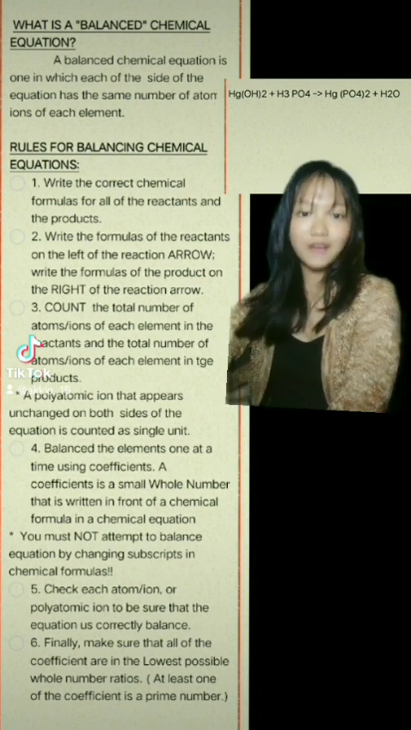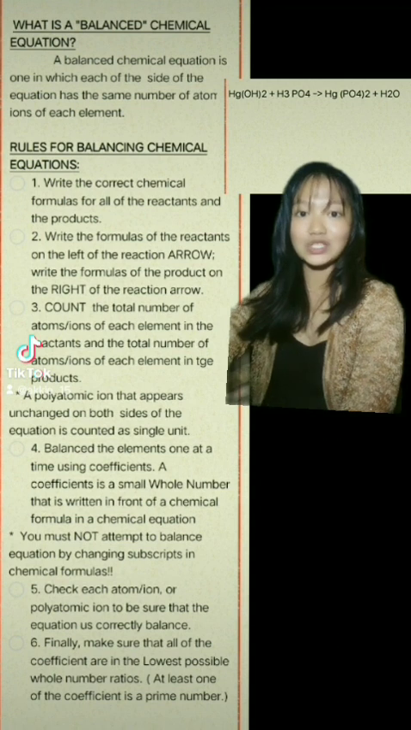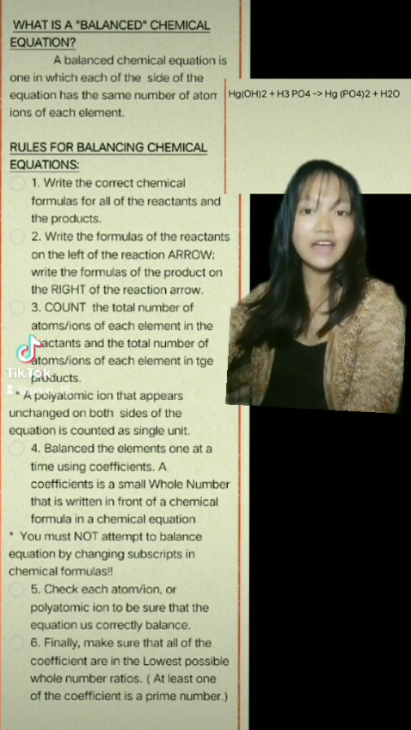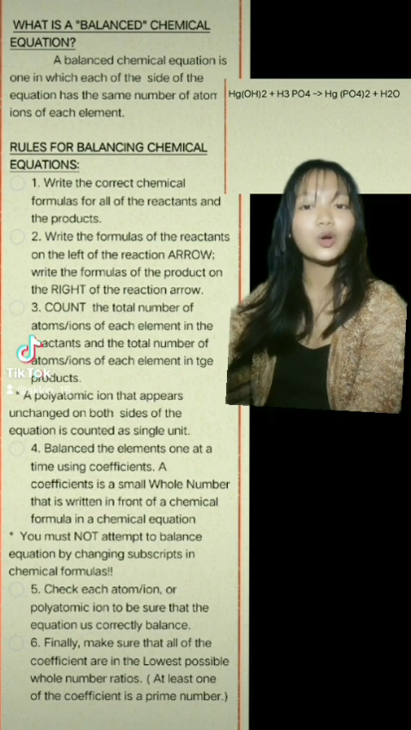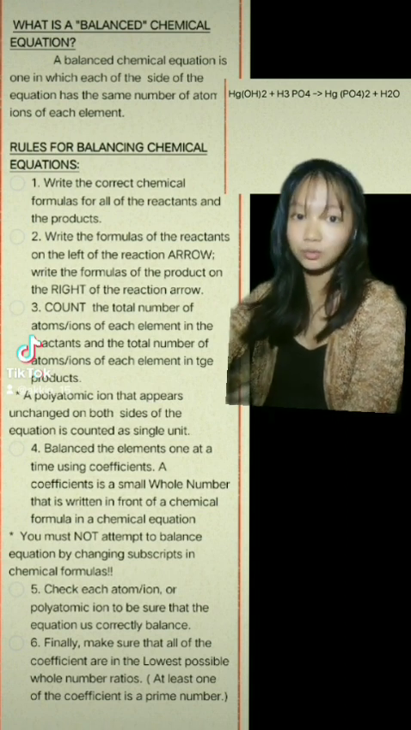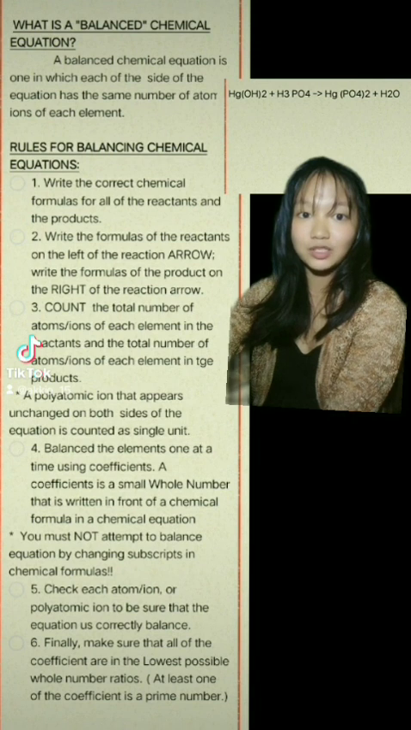So let us first define what is a balanced chemical equation. A balanced chemical equation is one in which each side of the equation has the same number of atoms or ions of each element. Let us know what the rules for balancing chemical equations are.